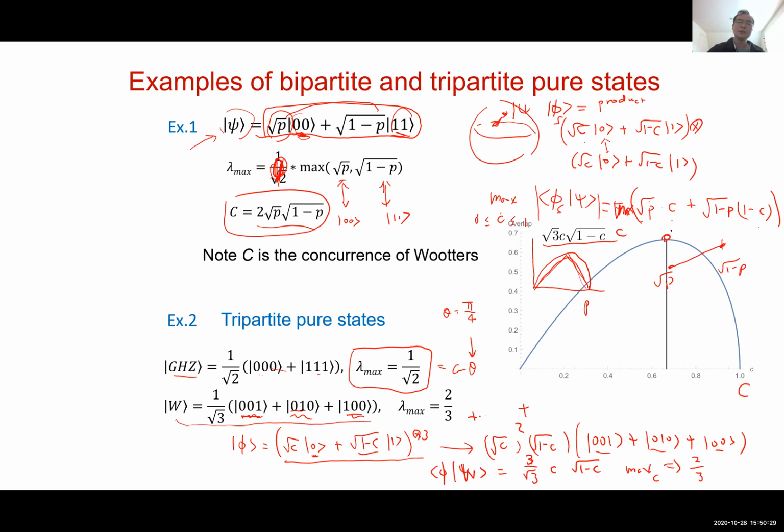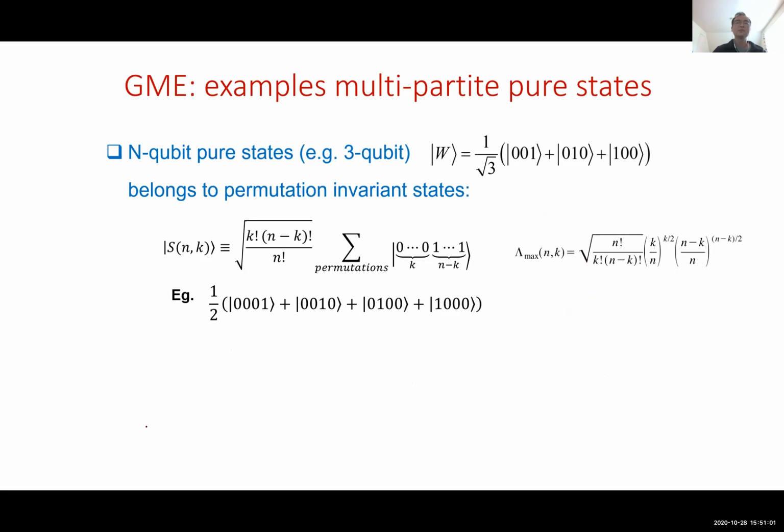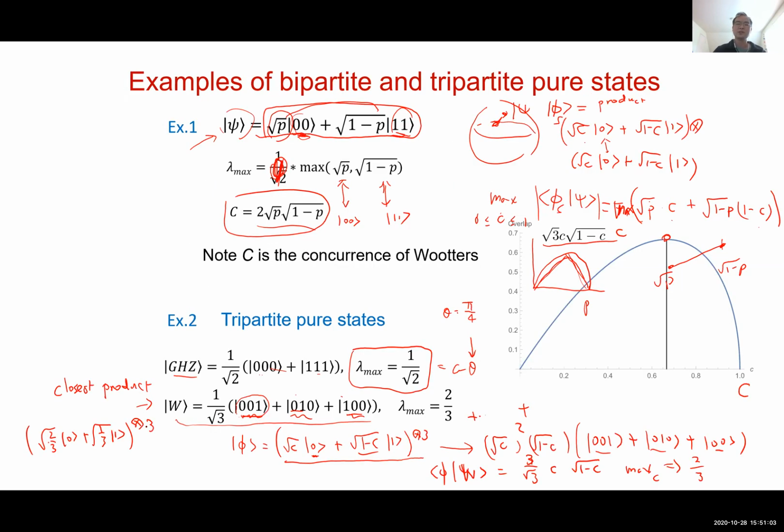So basically, this means the closest product state. You naively would think it's 0, 0, 1, any of the 3, but it's not. It's actually when c is square root of 2/3. This product 3 times is the closest. Okay. Any question on this? This is really just algebraic.